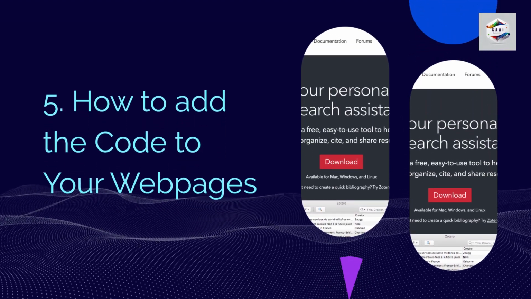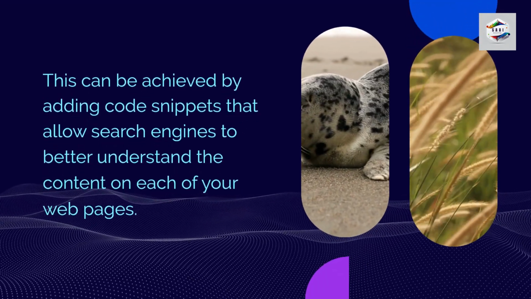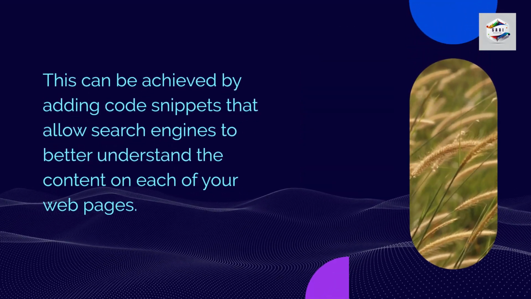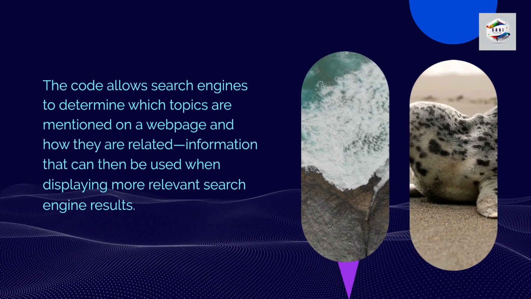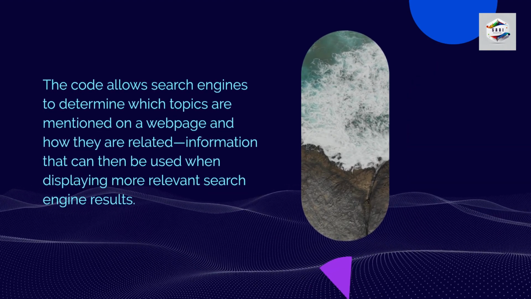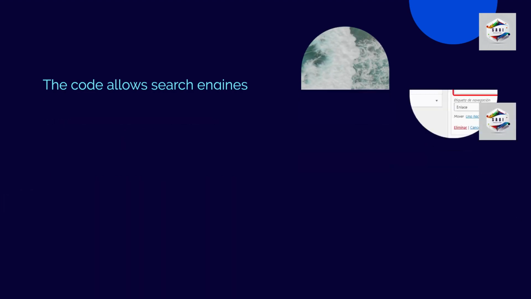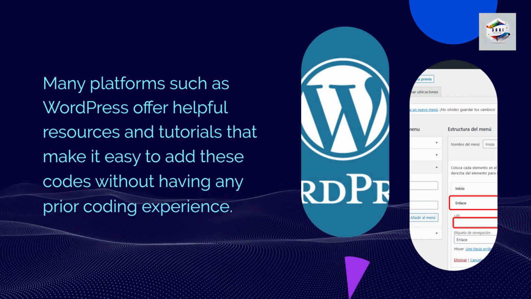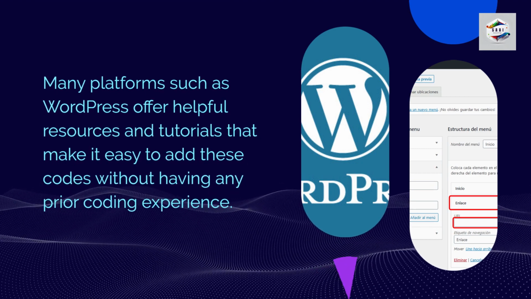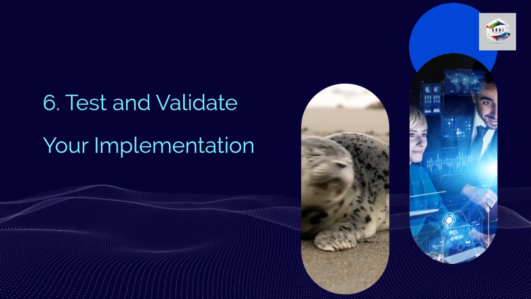5. How to add the code to your web pages. This can be achieved by adding code snippets that allow search engines to better understand the content on each of your web pages. The code allows search engines to determine which topics are mentioned on a web page and how they are related, information that can then be used when displaying more relevant search engine results. Many platforms such as WordPress offer helpful resources and tutorials that make it easy to add these codes without having any prior coding experience.